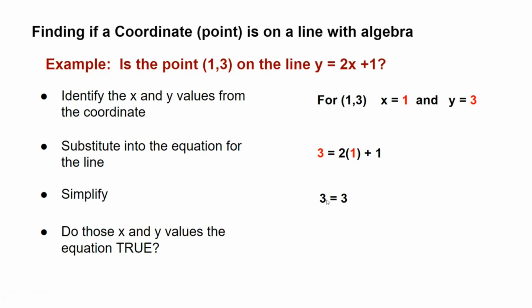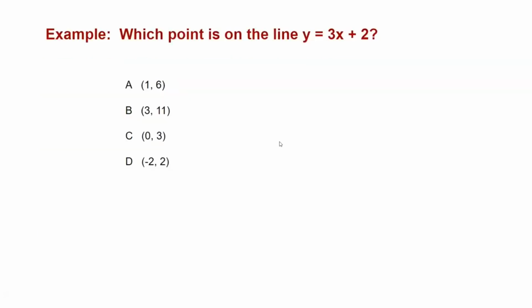If it's true like this, 3 does equal 3, then we know, yes, the point is on the line. If we got something where both sides are not the same, that would indicate that the point is not on the line. Now, this isn't a realistic type of question that you might see on an exam because it's really a true or false kind of question. So let's look at a few examples where we can use this same technique to solve different kinds of problems.